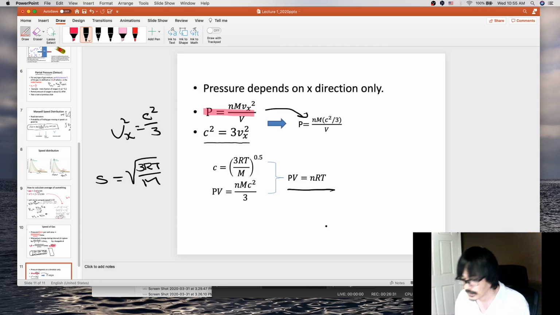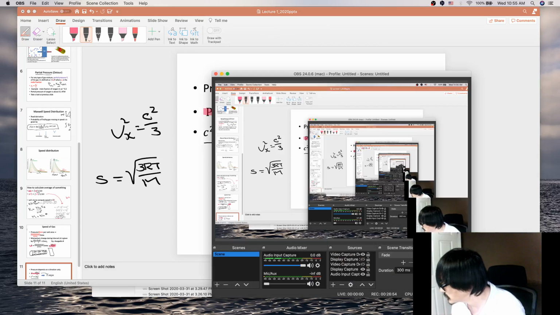So you may be wondering, what's the use of these things? The purpose of PChem somewhat is trying to explain how you get those equations. So now we know how to get the ideal gas law. That's the end of lecture 1.